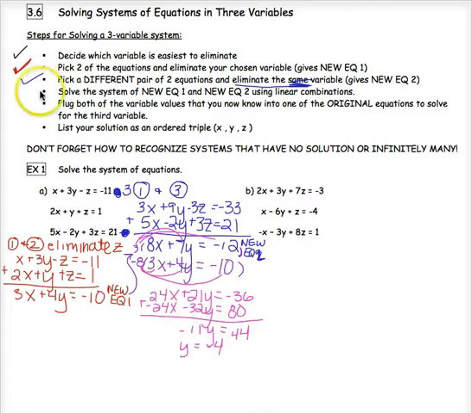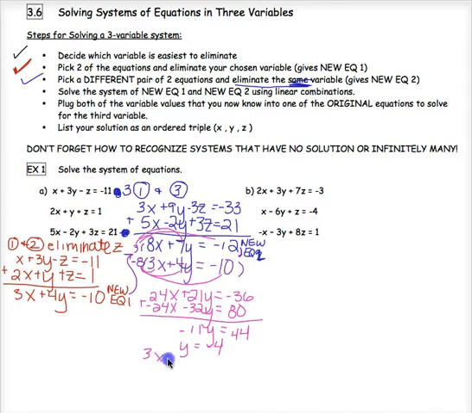I'm not done with this step here yet because I haven't solved the system if I only know one of the variables. I need to find the other one. So if y is negative 4, I go back to one of my new equations, the one that only has two variables, and I'm going to plug negative 4 in for y. So let's plug it in to this one.